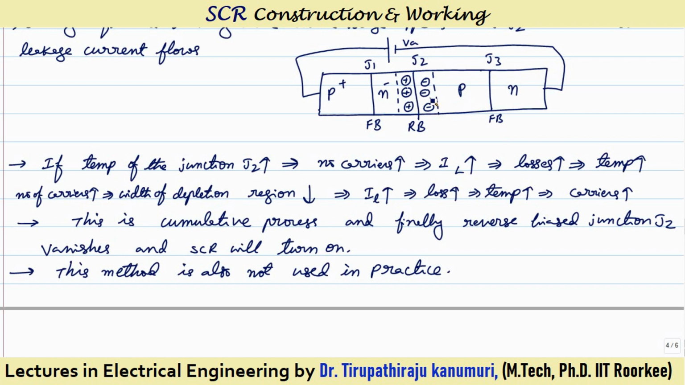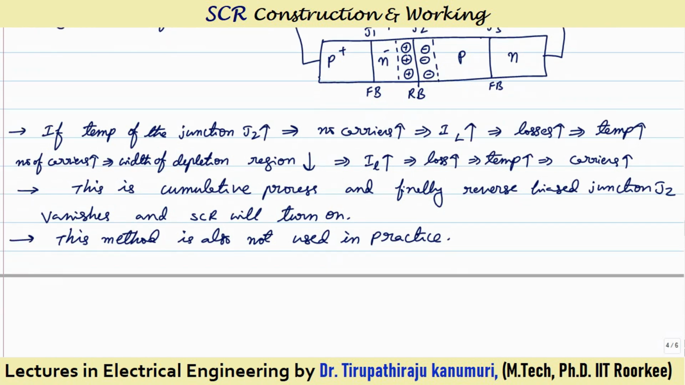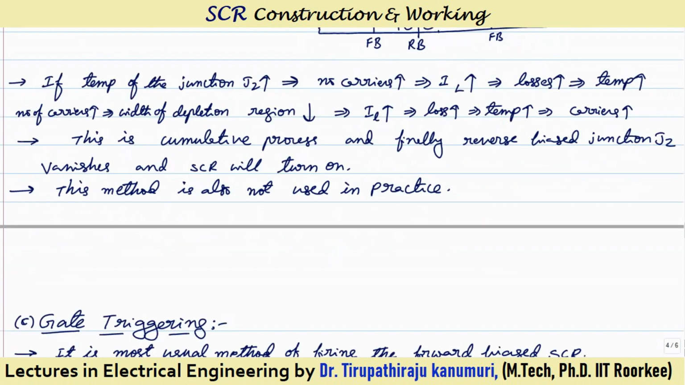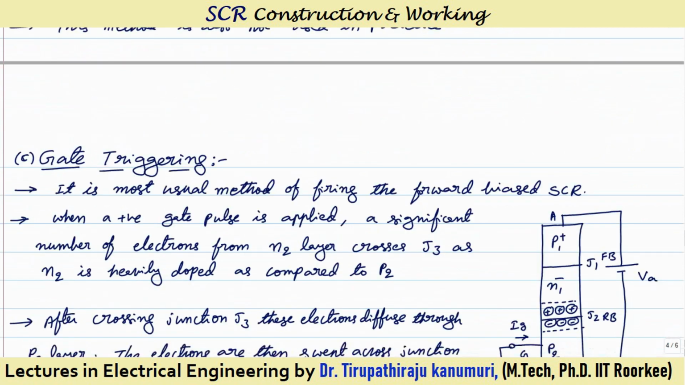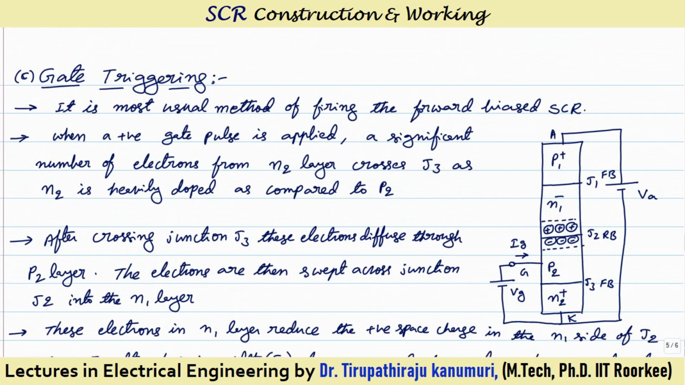So cumulatively the barrier width will go on decreasing because of recombination of the charges, that means whichever charges are there in the barrier width. Finally this junction will disappear. Using this method we can turn on the SCR, but the disadvantage is that a huge value of temperature is required. Because of this your SCR may be damaged, because dissipation of that much heat will be a very difficult task.